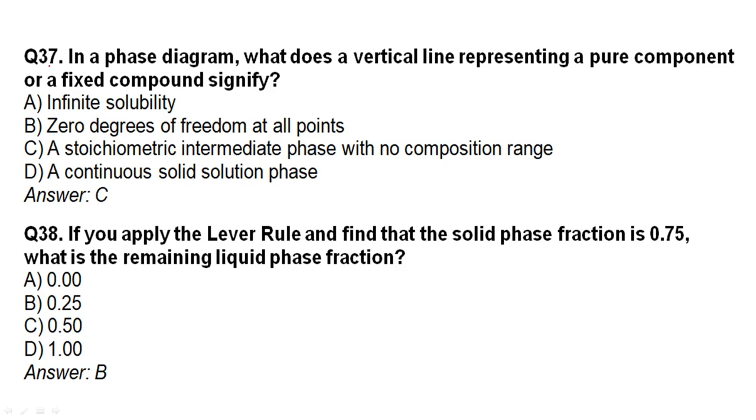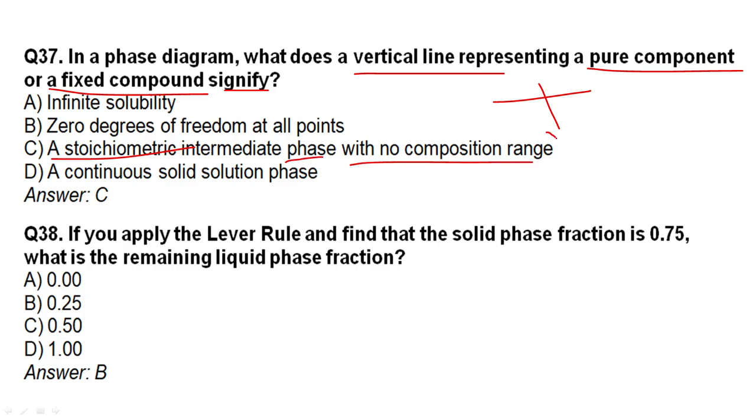In a phase diagram, what does a vertical line representing a pure component or a fixed composition signify? Among the four options, the vertical line represents a stoichiometric intermediate phase with no composition range. That is the answer.